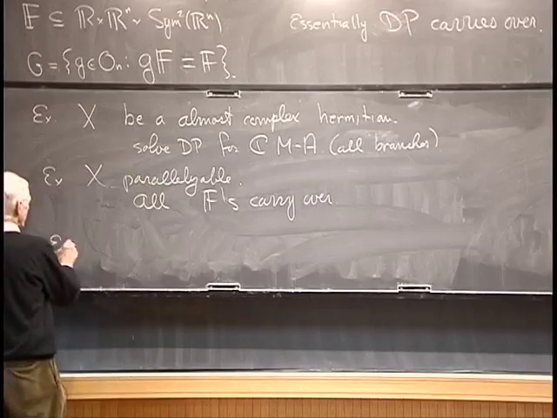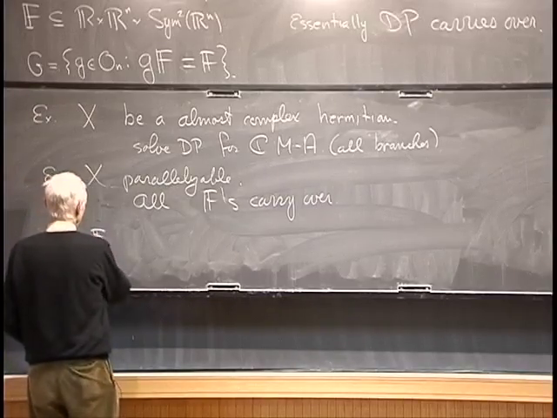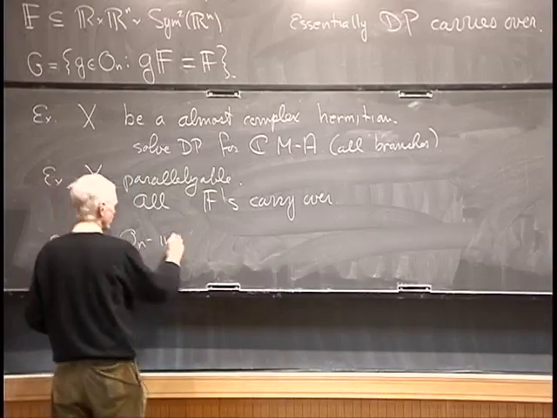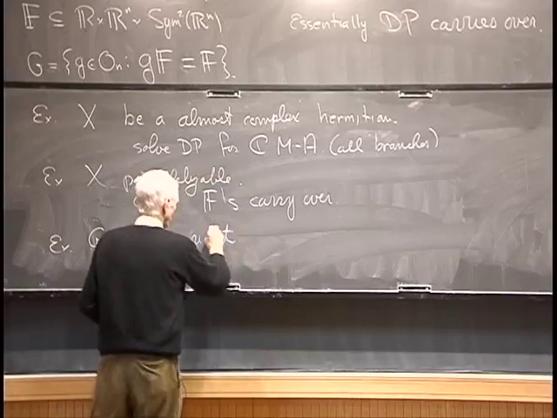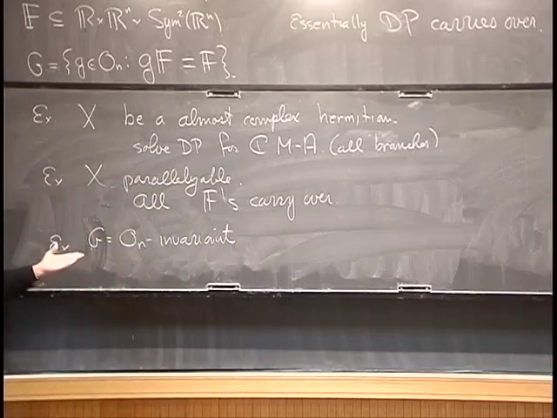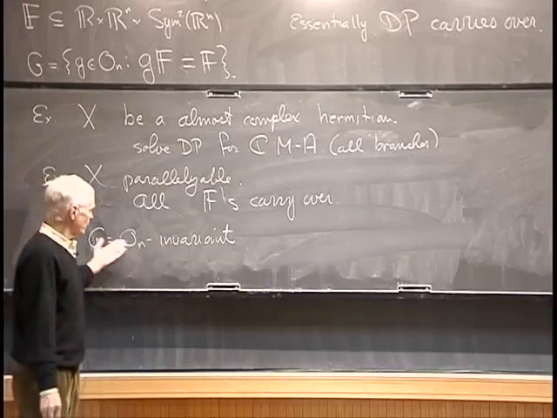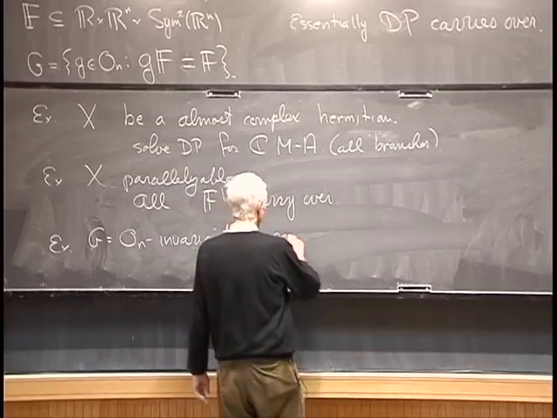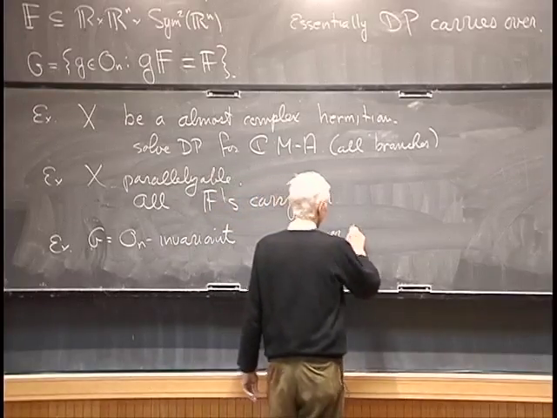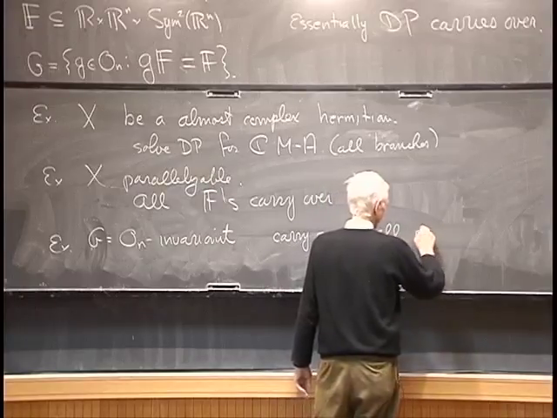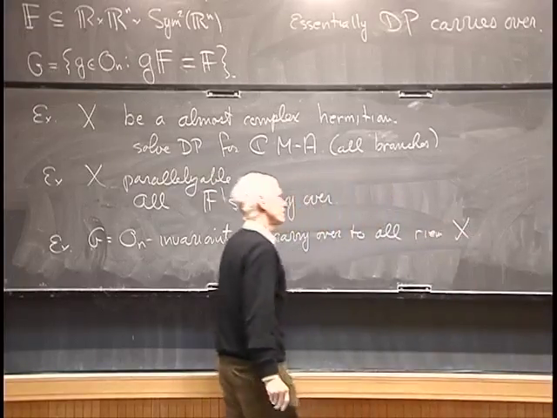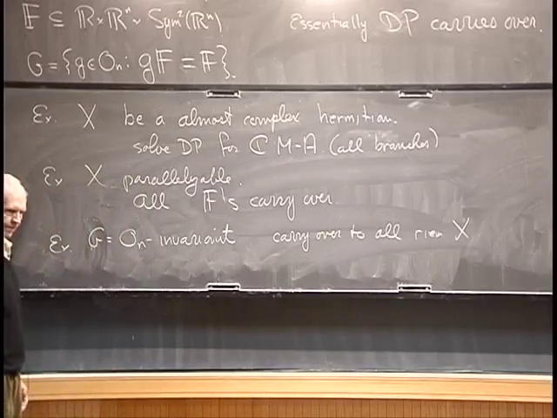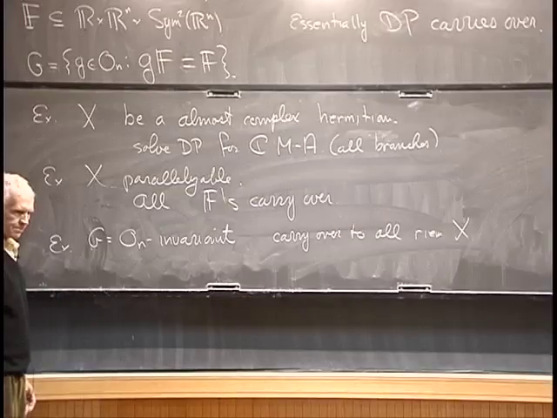Oh, maybe a third example is if F is O(n) invariant, or G equals O(n), okay? So it's an O(n) invariant equation, which I was emphasizing, right? Well, so all of these O(n) invariant equations, they carry over to any Riemannian manifold X. And sometimes the boundary conditions become more difficult to satisfy in this context.